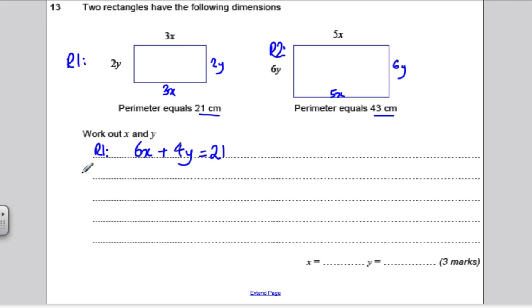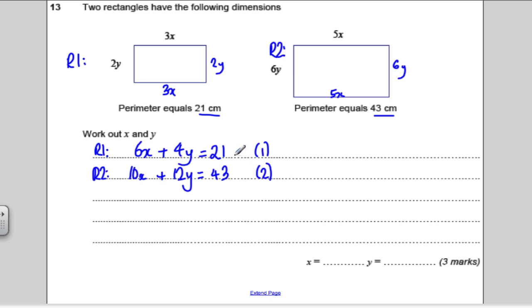Using a similar idea with rectangle 2, well, if I add up these distances, I must get 43. 5x plus 5x is 10x. 6y plus 6y is 12y. And I must get the answer 43. So I've got myself two simultaneous equations, equations 1 and 2.